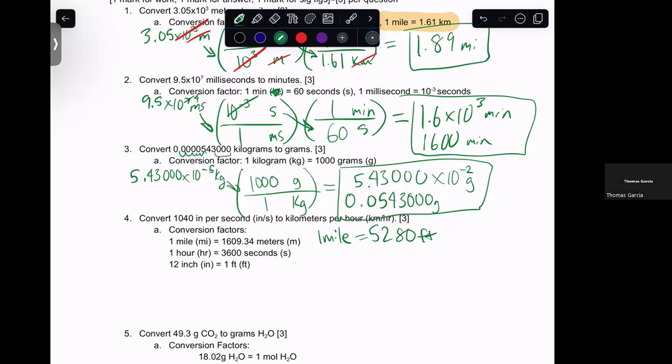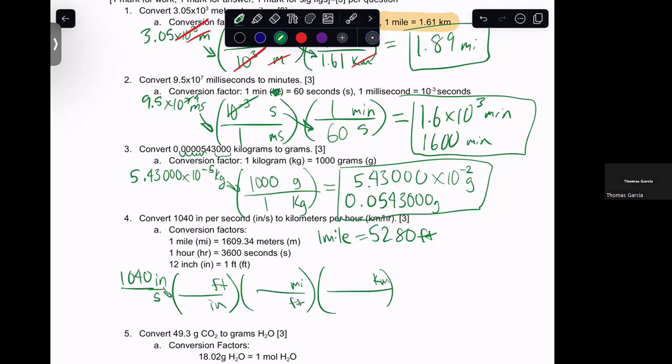So we'll start with 1040 inches per second. So I have a couple conversions here. First, I need to convert my inches to kilometers. So I'm going to do inches to feet, feet to mile, mile to kilometer. And so I'll drop my units. Inches will go down. Feet will go down. Mile will go down.